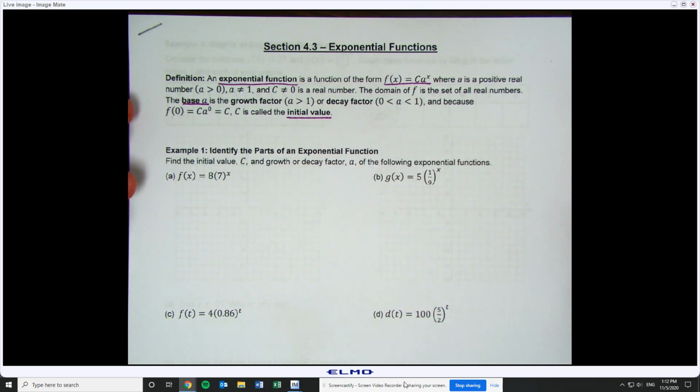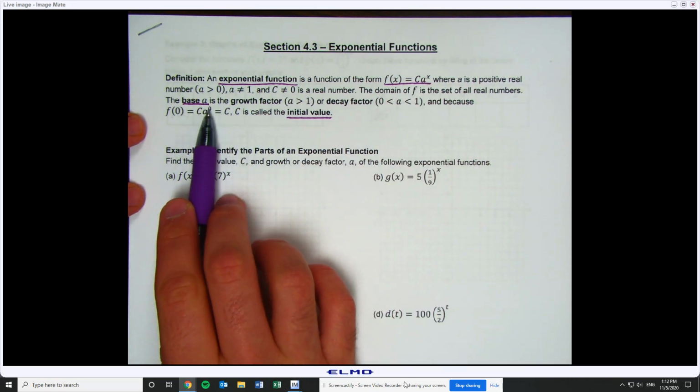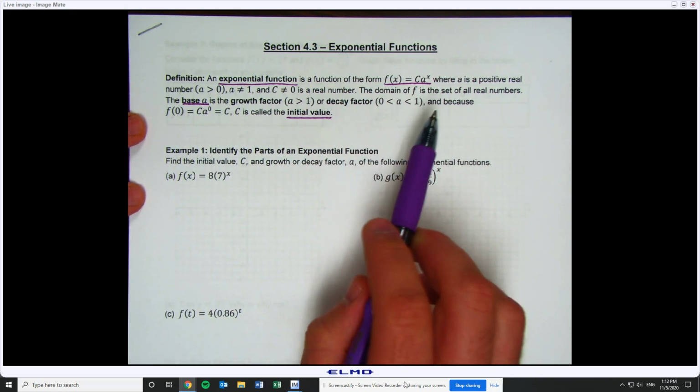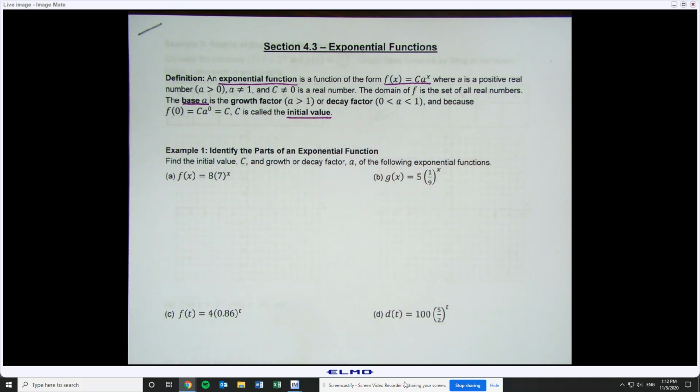Now, the reason we call this one the initial value is that if I were to start with, say, initial time t, or t equals 0, or 0 for the exponent, the a would wind up going away, and we just get c left over. So it's called the initial value because we start with 0, and the whole exponent part goes away.